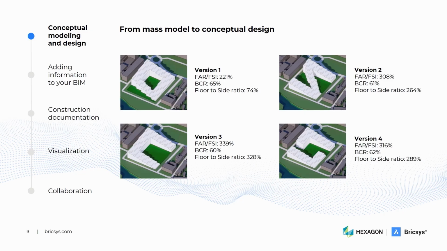What we have shown is a workflow to convert a mass model into a conceptual design model, with walls, slabs, and spatial elements. This can be used for evaluating design options, not only geometrically, but also with regards to quantities like compactness or floor-to-site ratio.